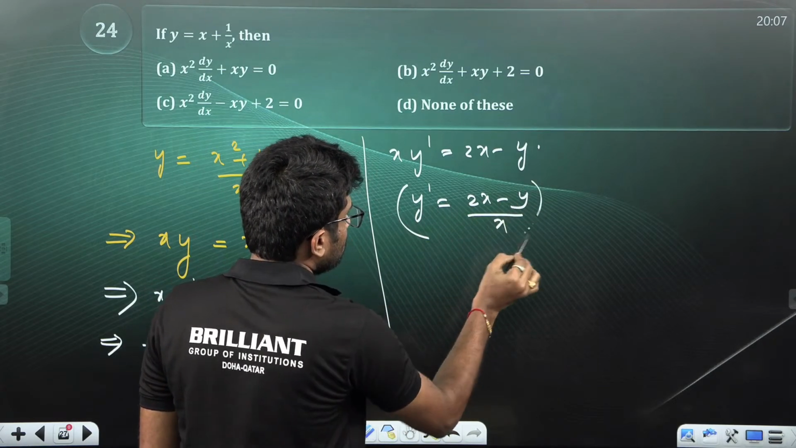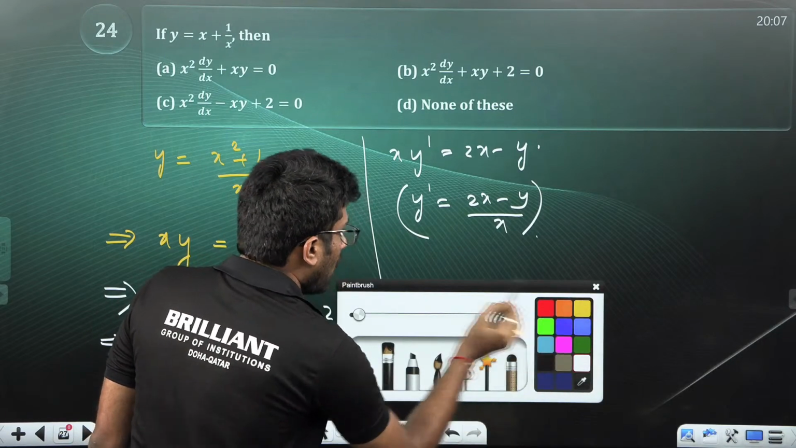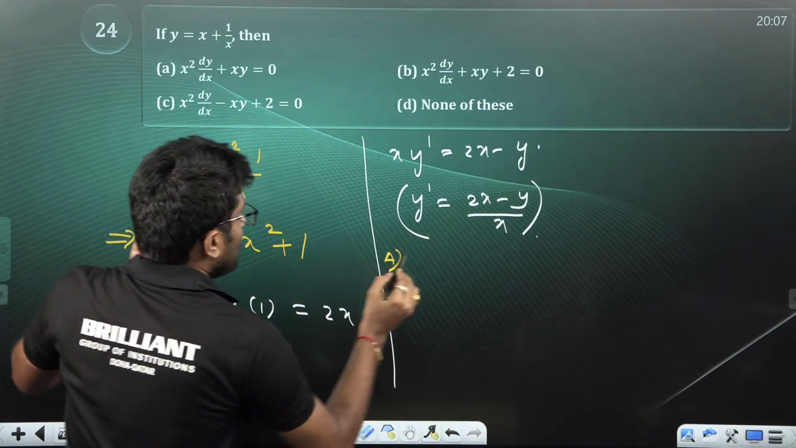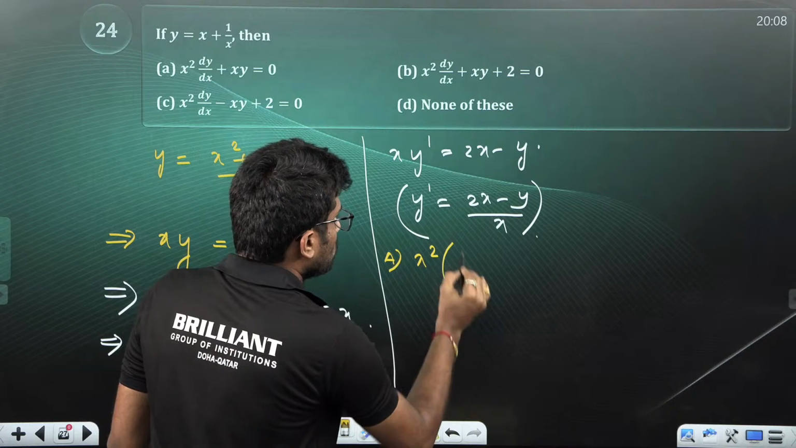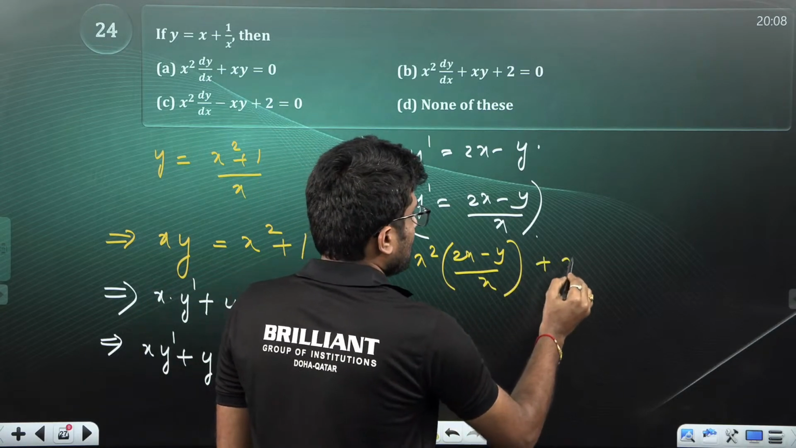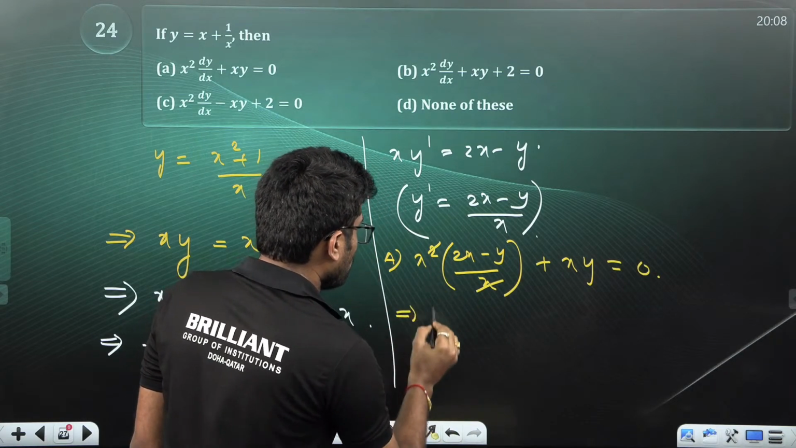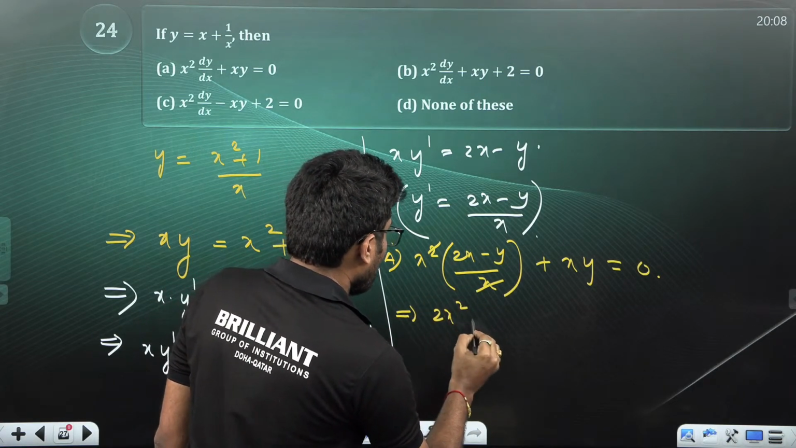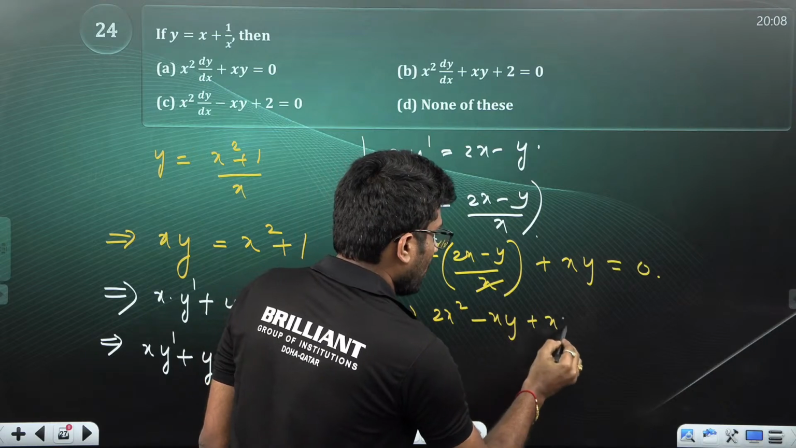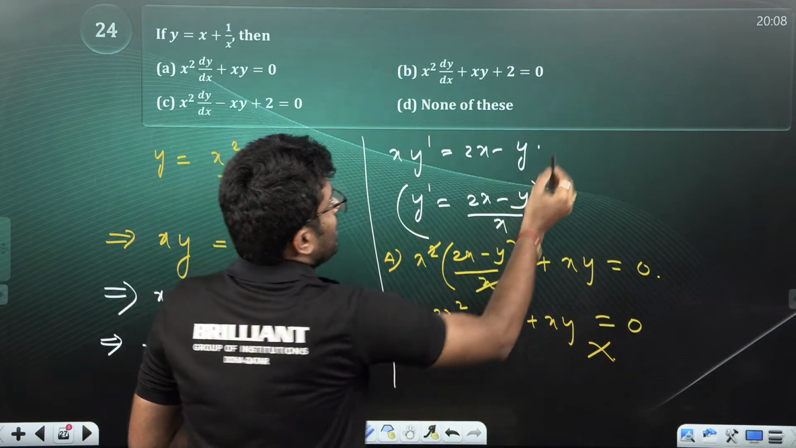Okay. Now let us substitute in. Let's verify options now. Option A: x square into dy by dx. So x square into (2x minus y) divided by x plus x into y is equals to 0. Here we got x into 2x is 2x square minus xy plus xy is equals to 0. Is it 0? No, it's not equals to 0. So option A is false.